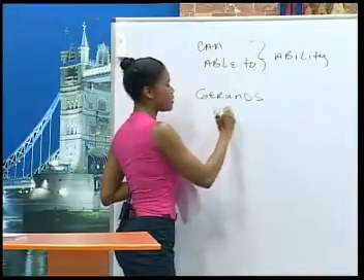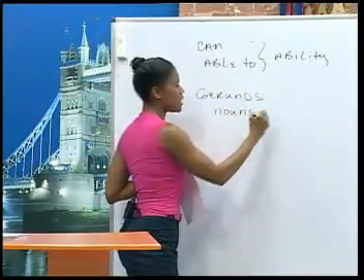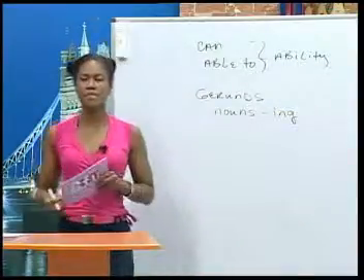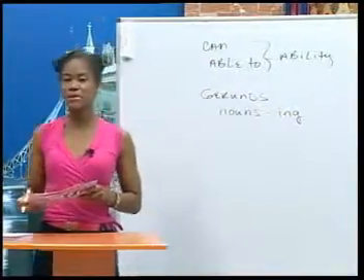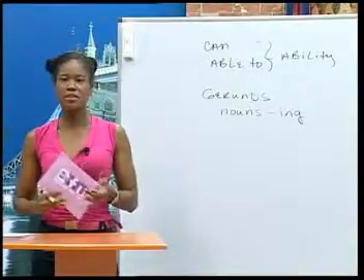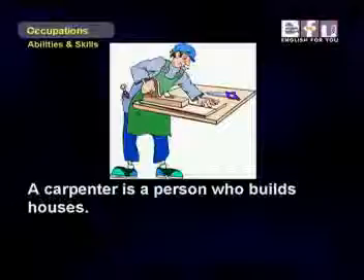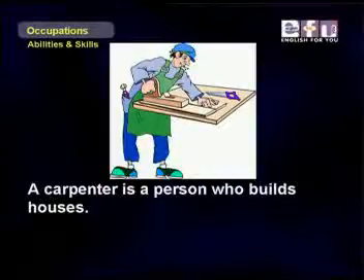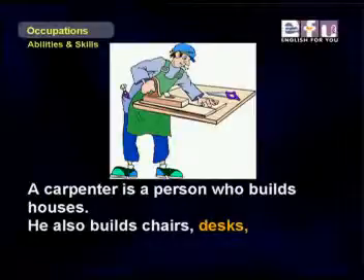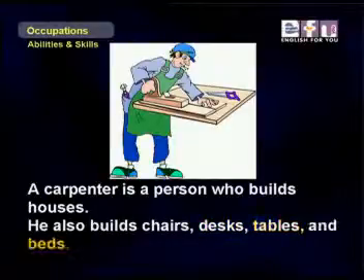So these are nouns that end in ing. But first, let's learn some new vocabulary. Please take a look at your screen. A carpenter is a person who builds houses. He also builds chairs, desks, tables, and beds.